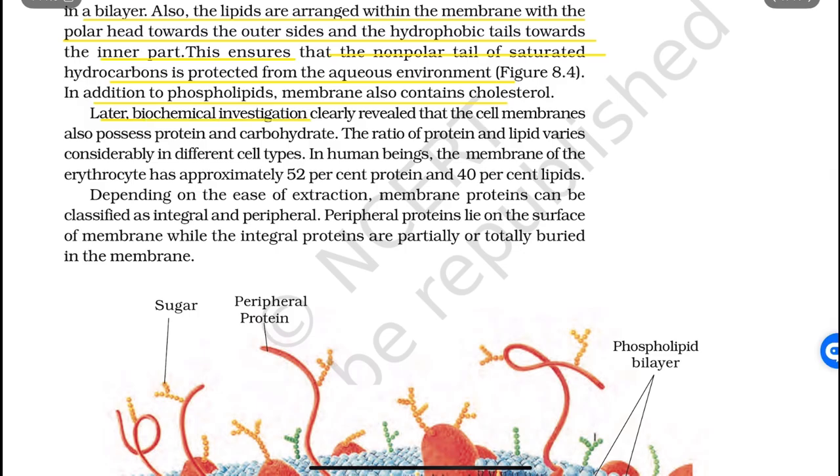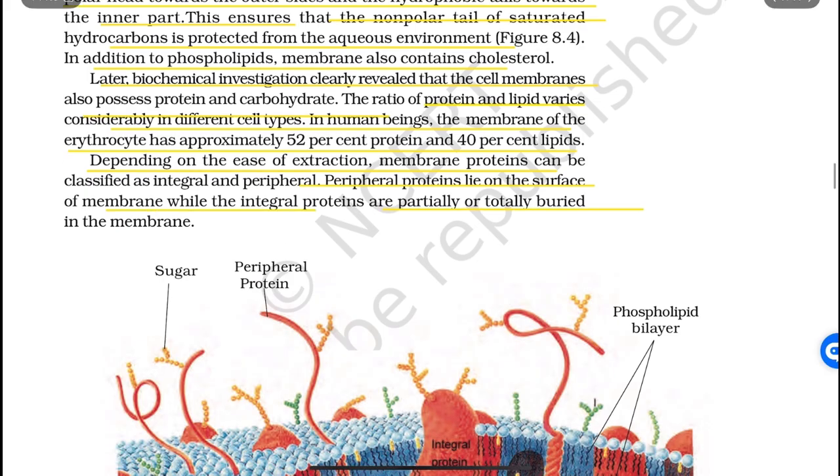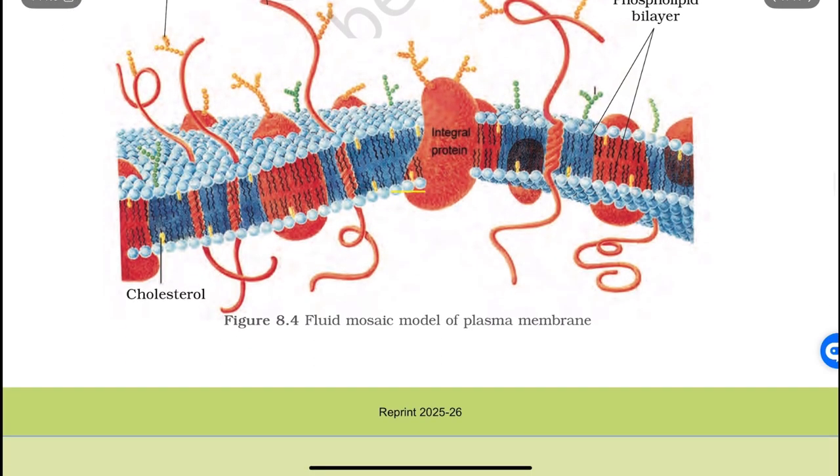Later biochemical investigation clearly revealed that the cell membrane also possesses protein and carbohydrate. The ratio of protein and lipid varies considerably in different cell types. In human beings, the membrane of the erythrocyte has approximately 52% protein and 40% lipid. Depending on the ease of extraction, membrane proteins can be classified as integral and peripheral. Peripheral proteins lie on the surface of the membrane, while integral proteins are partially or totally buried in the membrane. These are integral proteins, and this is the phospholipid bilayer.